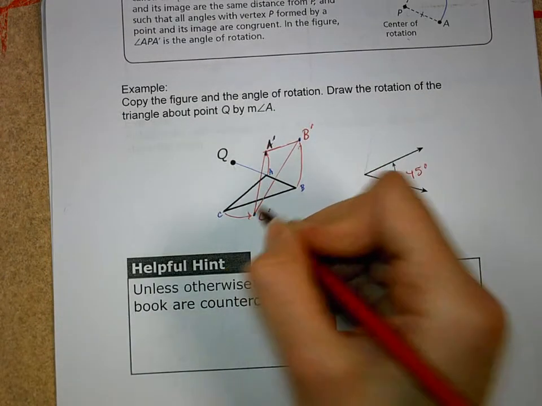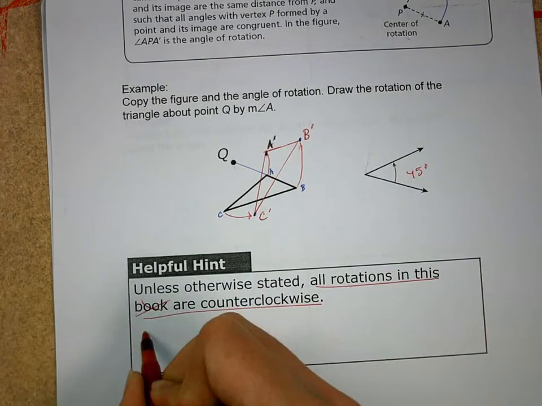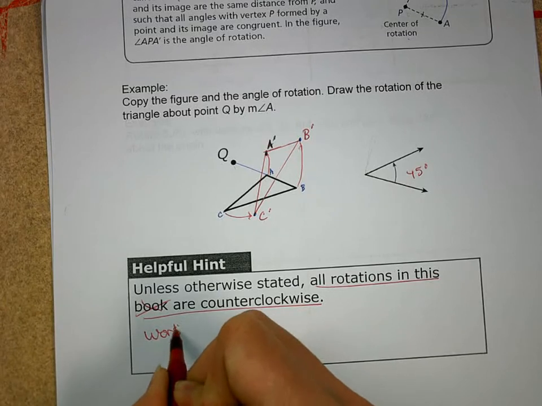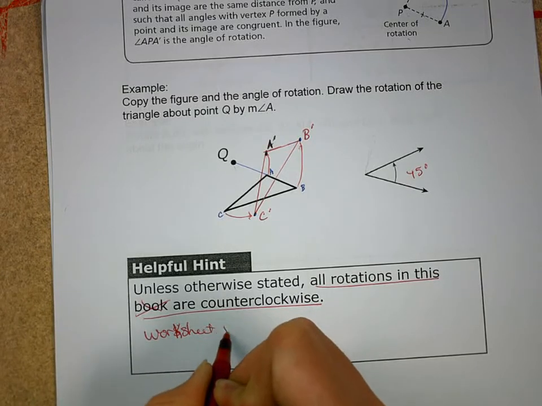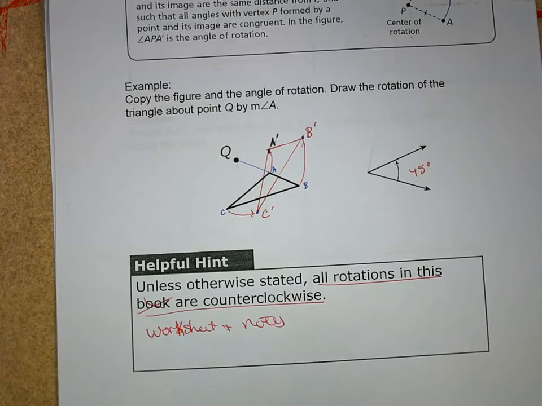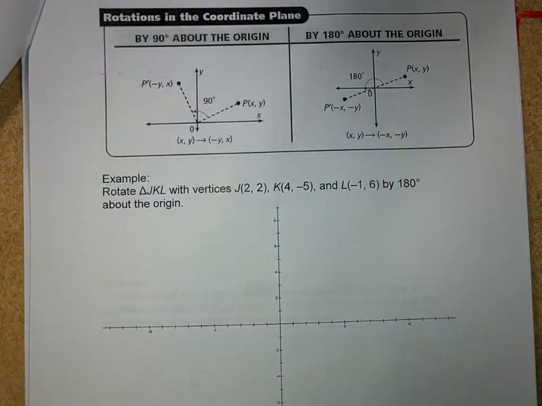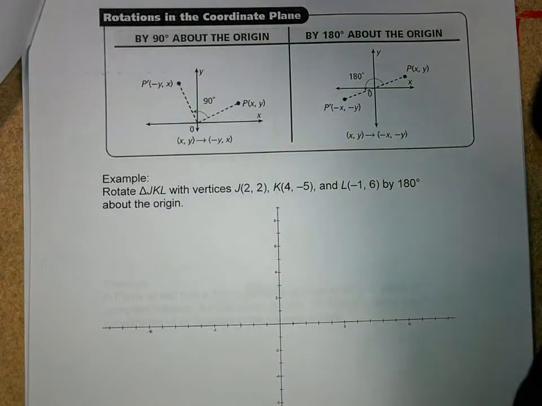So now remember, all rotations in this book are clockwise. So look at the worksheet and notes, because I actually used a different set of notes and worksheets on this. So we'll work with it. We'll go counterclockwise. All right, so then we're actually going to use some examples of this in just a moment.